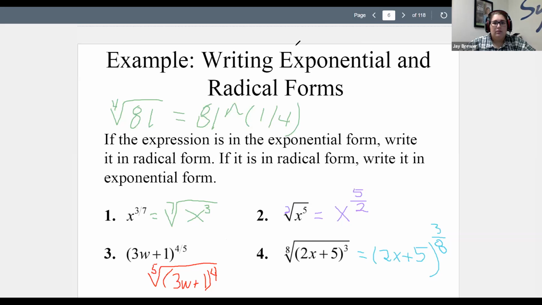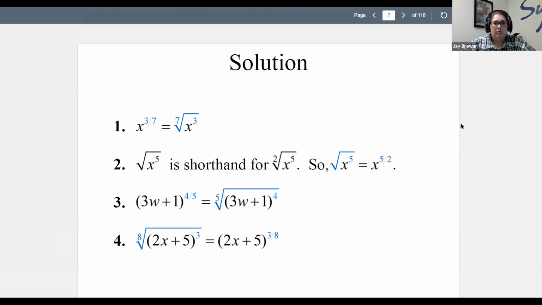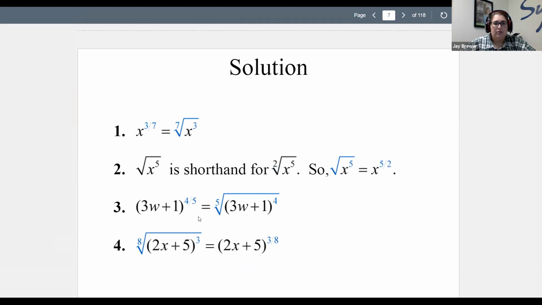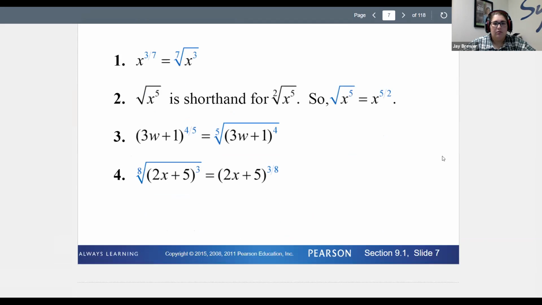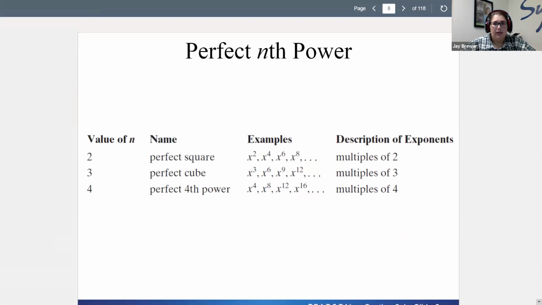All right, let's keep it moving. All right. You guys can see their solutions if you want. All right. So this is one of the slides that I wanted you guys to be able to take a look at.